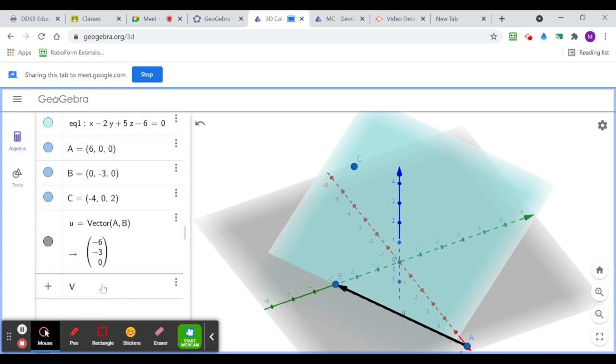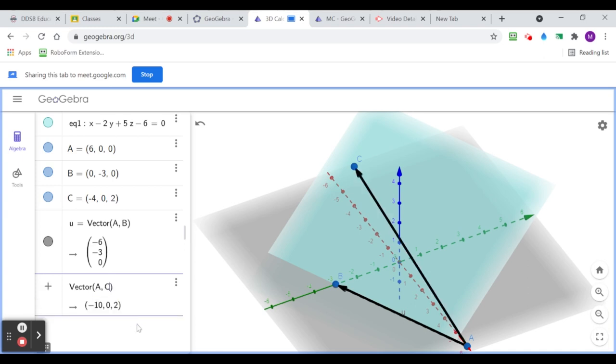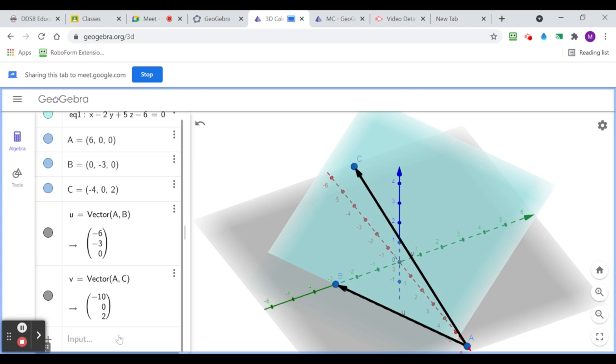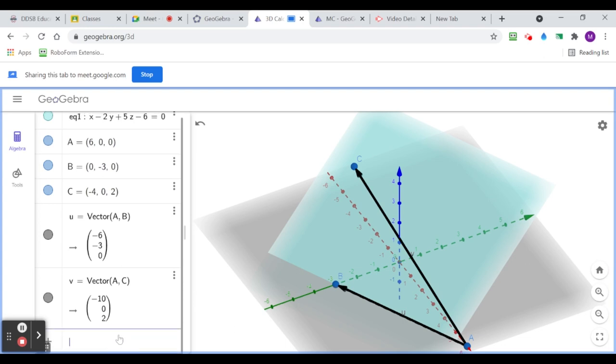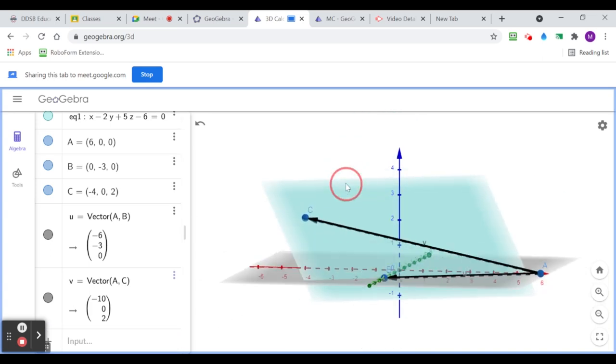So I'm going to start by typing vector again. It's going to ask me, not this one, get rid of this actually. Delete. Let's try that again. So vector, start point, end point. So I need my AC this time. A and C gives me what the vector is. So my next step now is to combine them. We see the vectors, by the way, are clearly sitting on the plane, right?